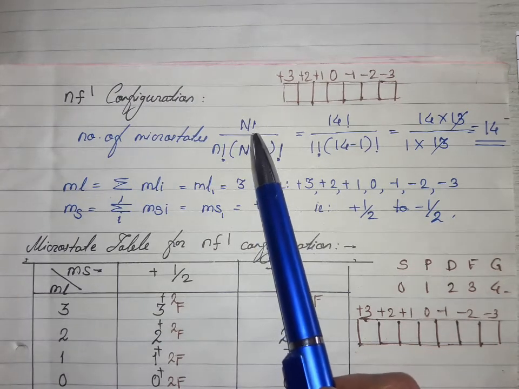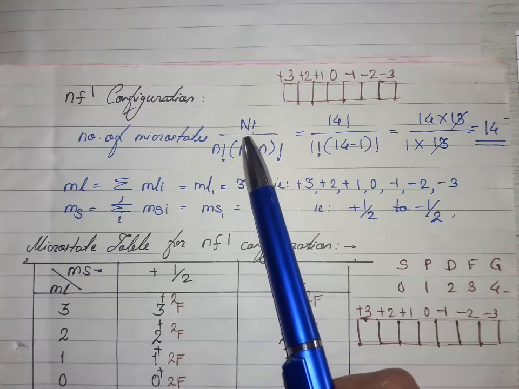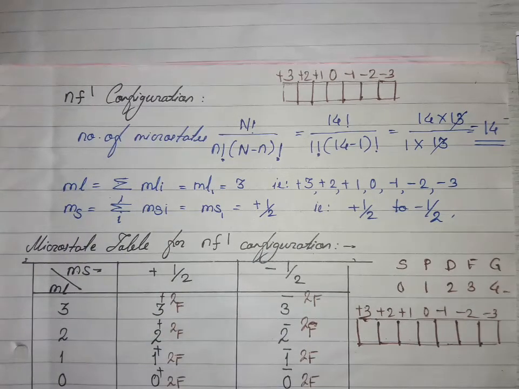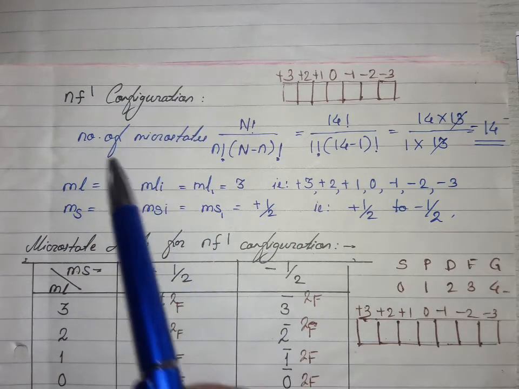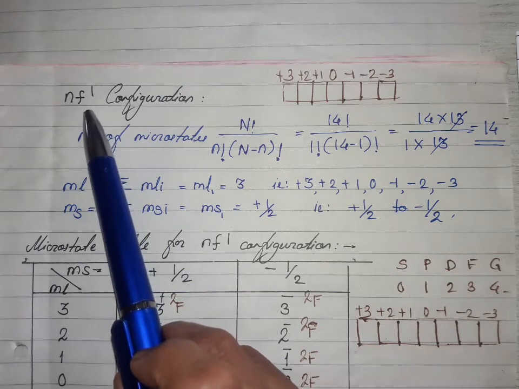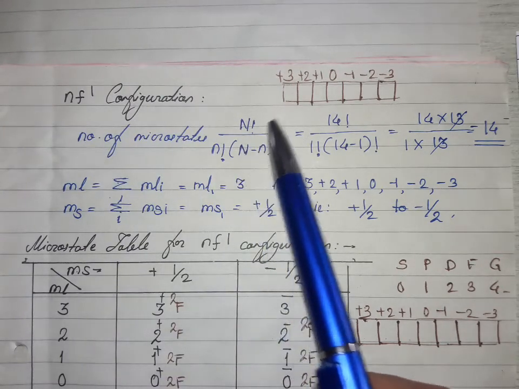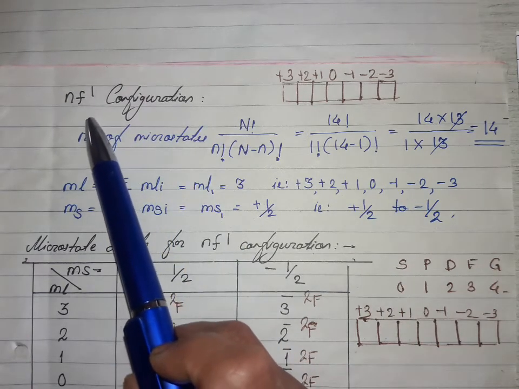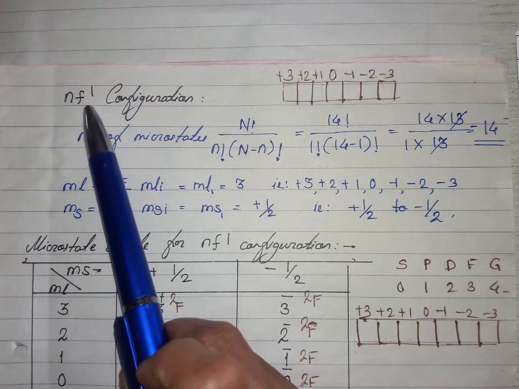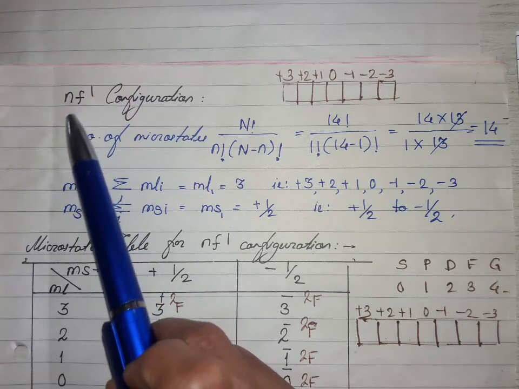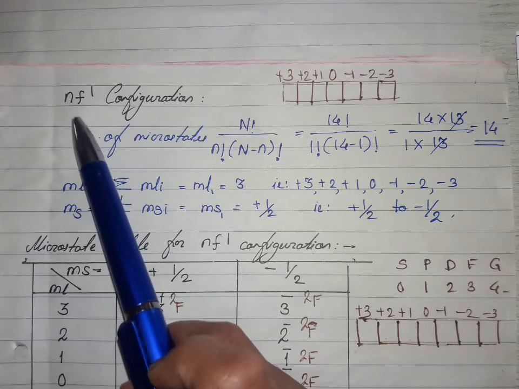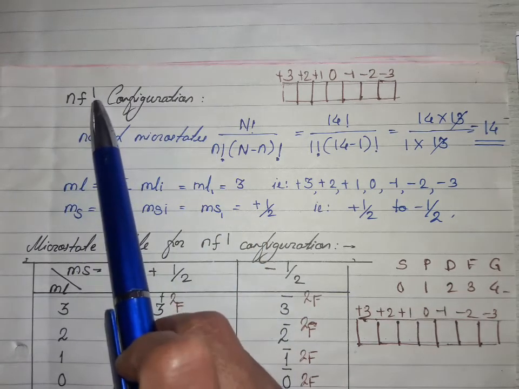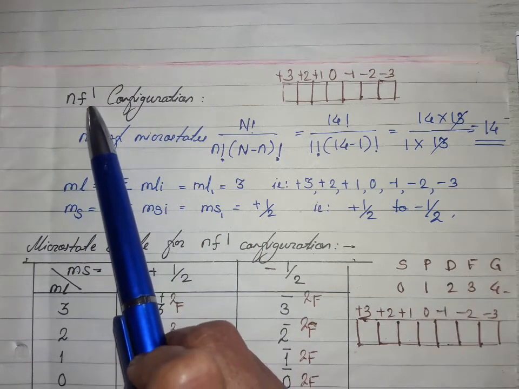Here capital N is equal to the total electrons present in the f orbital, or the capacity of the f orbital to carry electrons. The capacity of the f orbital is 14 electrons, that's why capital N is equal to 14. Then small n is equal to how many electrons are present in that configuration. There is only one electron because the system is nf1, so small n is equal to 1.